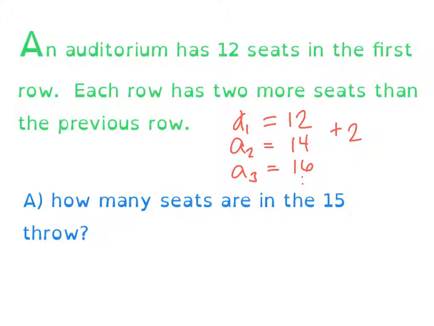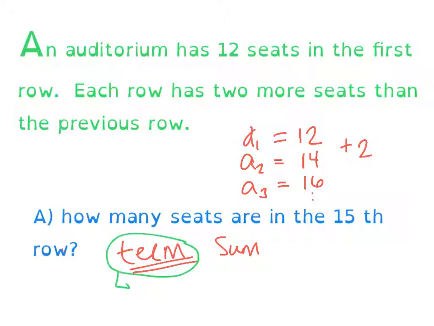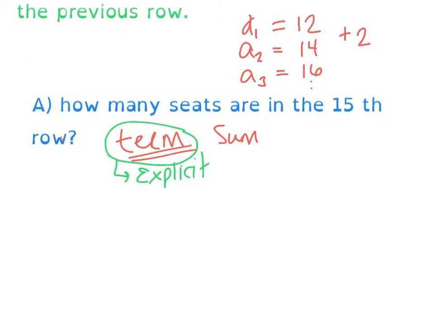So here's our first question. How many seats are in the 15th row? So remember, that big question is, are they looking for one term or are they looking for the sum? If I just said how many are in the 15th row, I don't want the sum of all of them. I just want to know the term of the 15th row. So what I want you to do is circle that word term on your paper, and then we can make a little arrow and say that means explicit. Okay, I'm not using the summation. I want the explicit formula when I see that word term, or I'm thinking term.